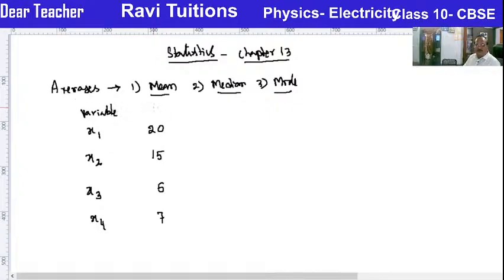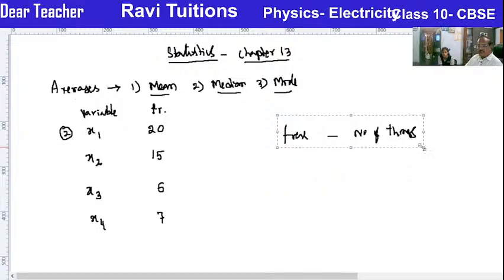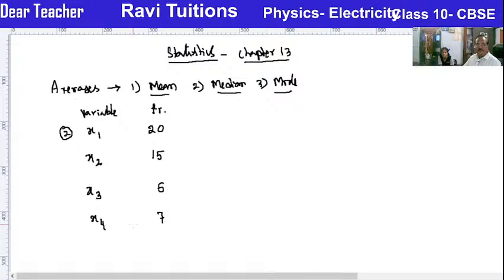And this 20, 15 is what we call the frequency. Frequency is nothing but the number of things. Suppose x1 is 2, I said, so 20 students got 2 marks. This is how frequency comes. It is the number of things of that particular variable. This type of question we have done last time. How to find the mean for this type of question?